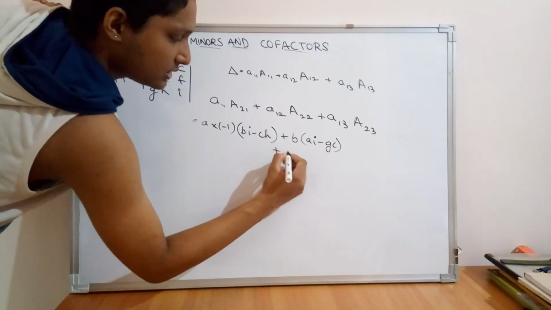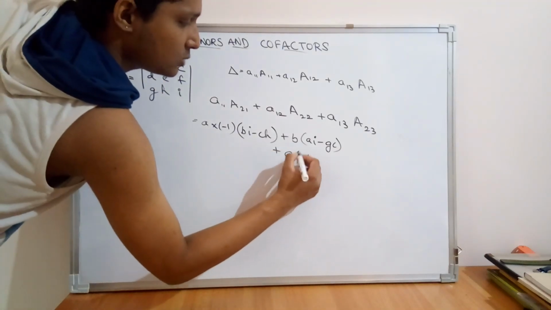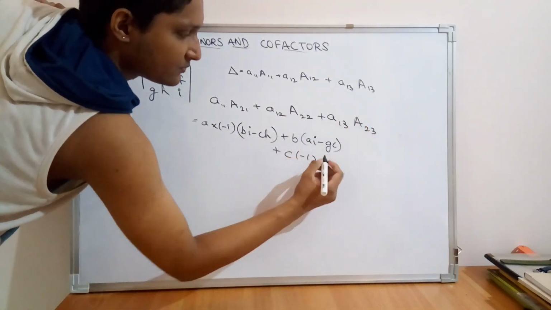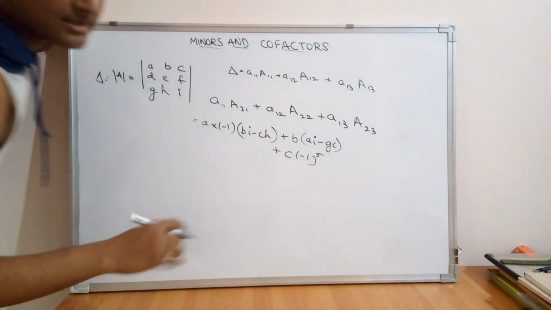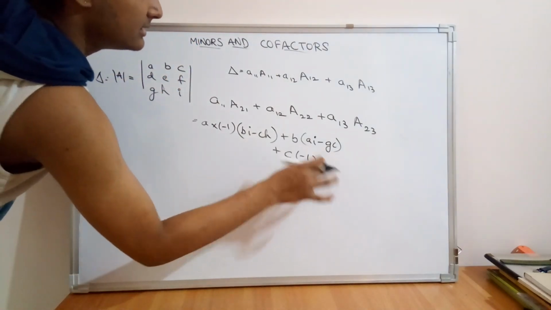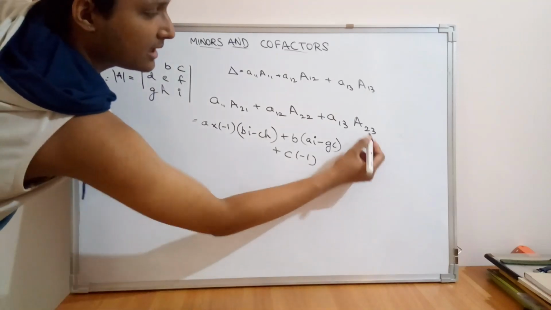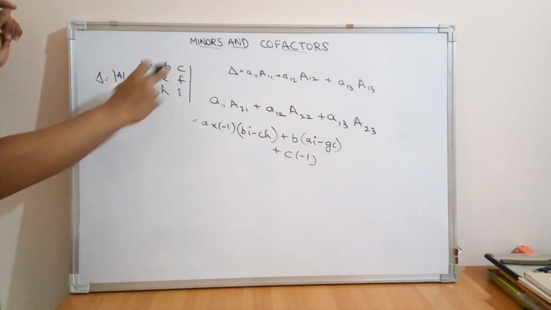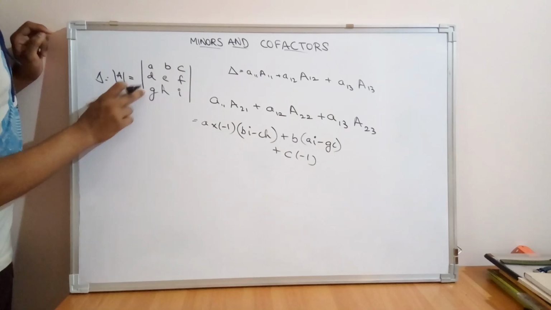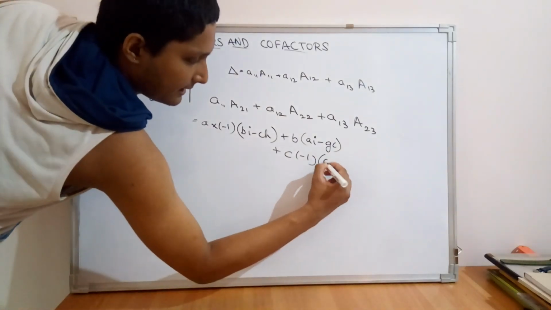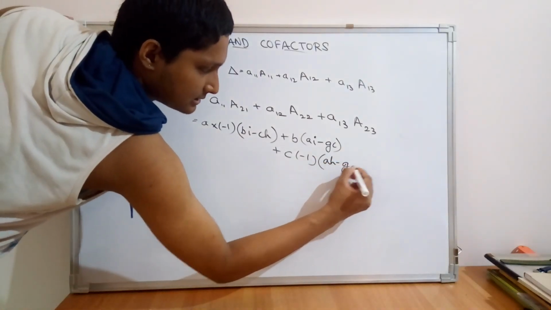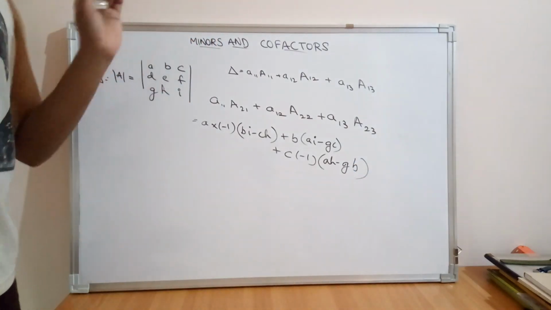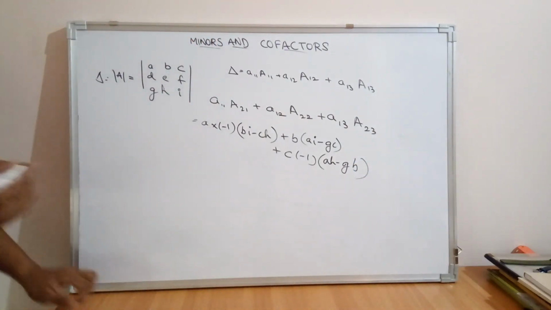Okay, then you have one more term, that is c, then minus 1 whole raised to 2 plus 3. 2 plus 3 is 5, so one minus sign is going to be remaining over there. Then you have the minor of 2 3. What is the minor of 2 3? You are considering ah minus gb. Okay, we'll just now expand, and we'll see what we are going to get.